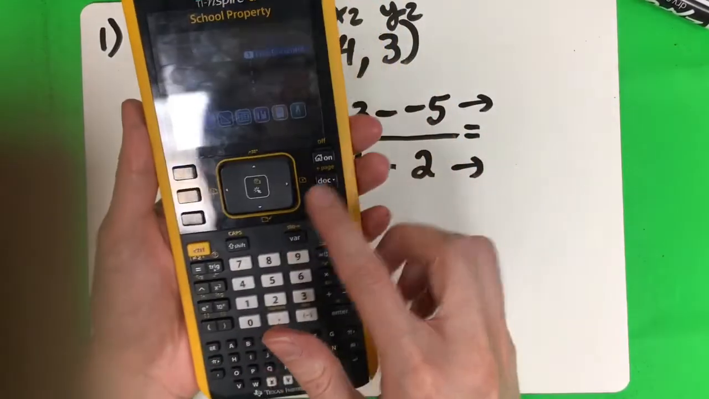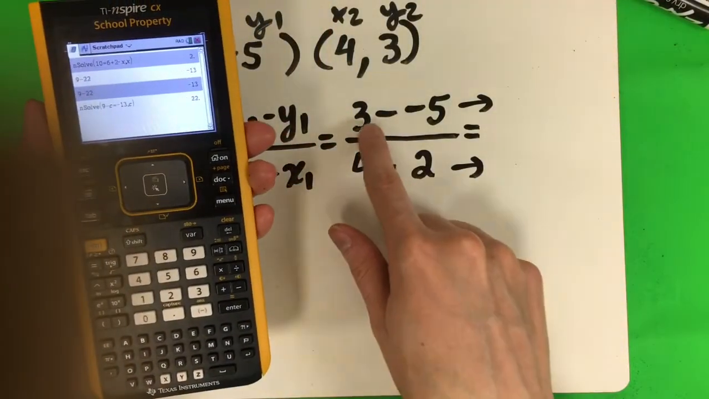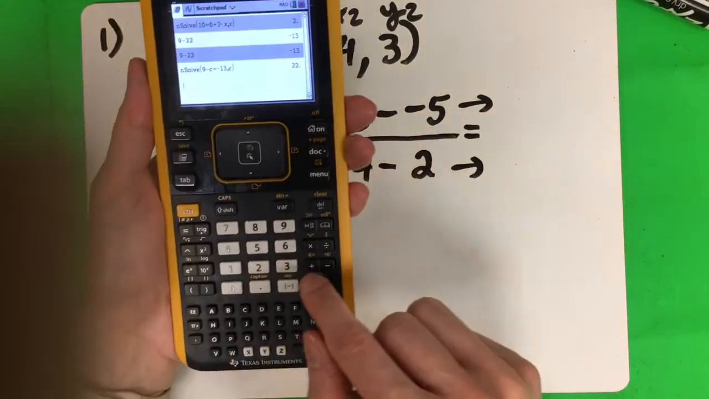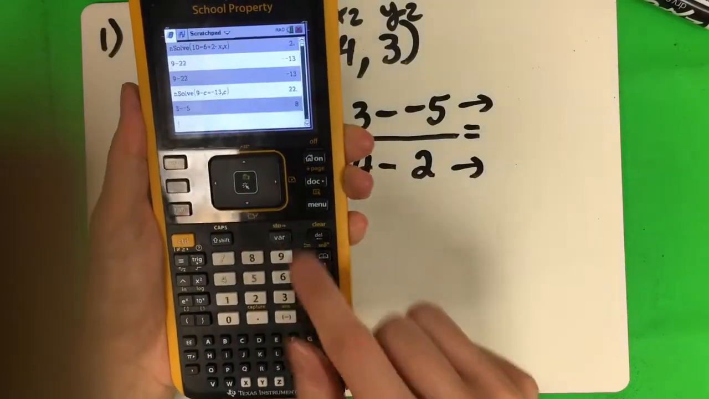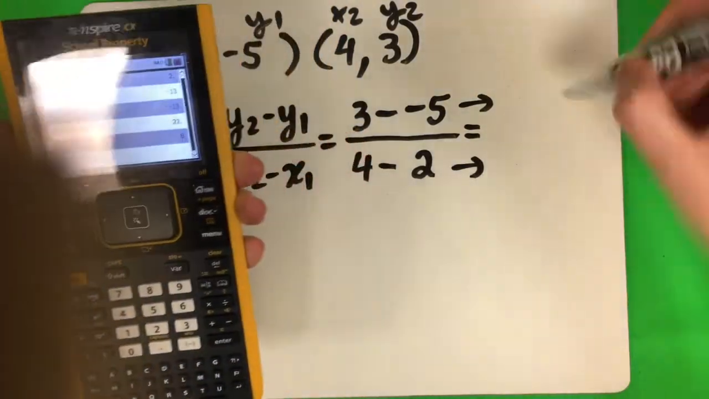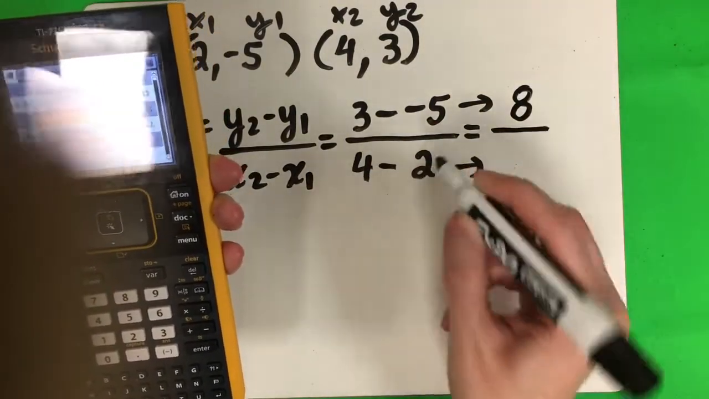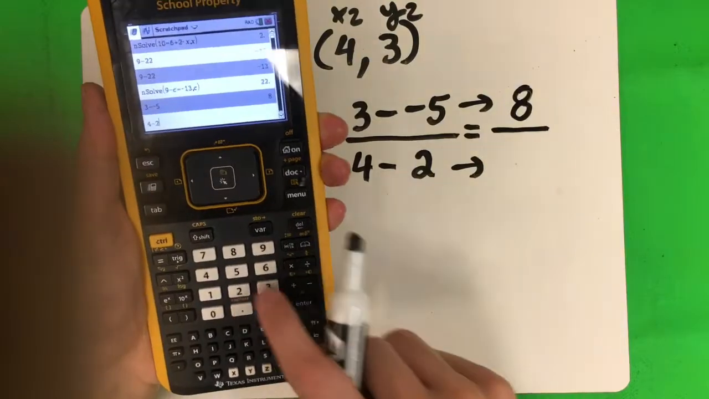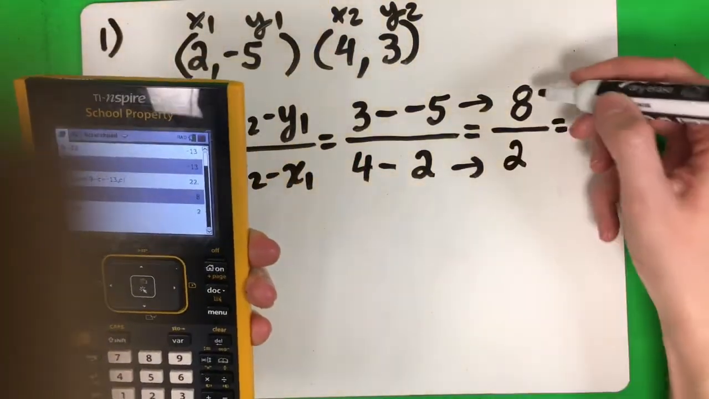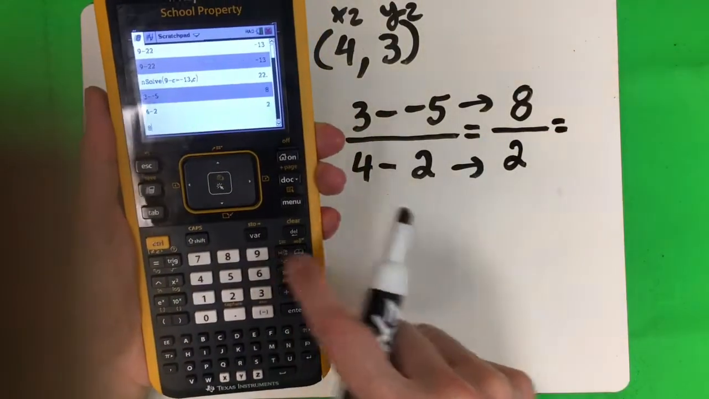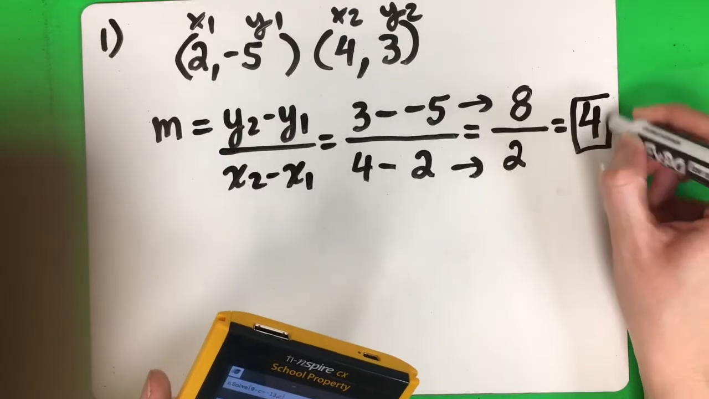Okay, so let's get our calculator. And I'm going to put 3 minus -5. So 3 minus -5, enter. I got 8. Copy divide. 4 minus 2, 4 minus 2 is 2. And then you do 8 divided by 2. 8 divided by 2 is 4. This is my answer.